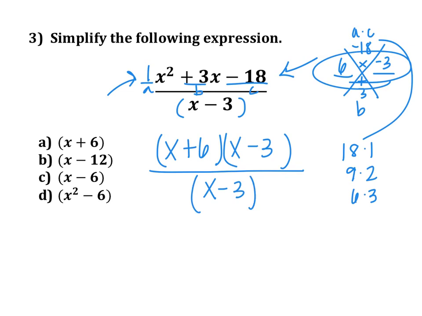Once everything is factored down completely, then you can have your cancel party. This is the fun part where you get to slash things out. And I can slash that quantity with that quantity, which leaves us with just x plus 6 on top. So the correct answer should have been A.